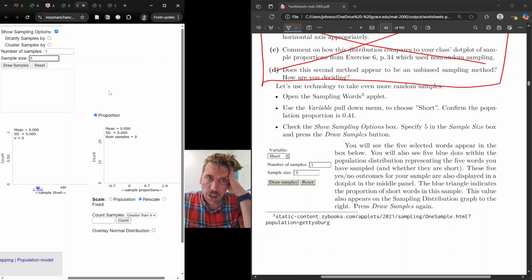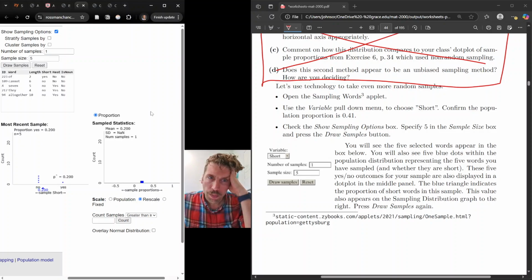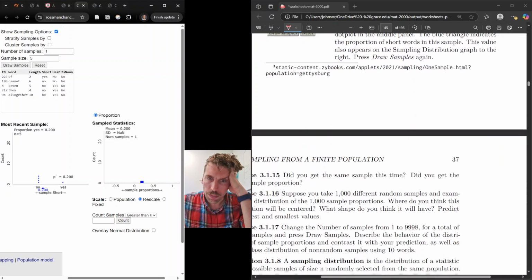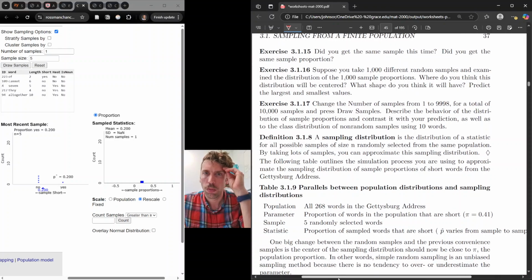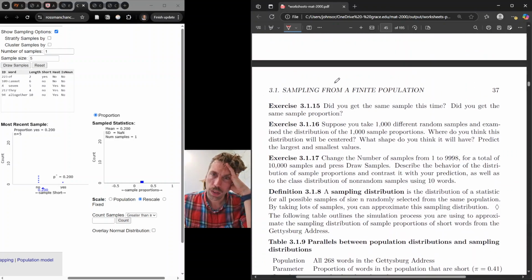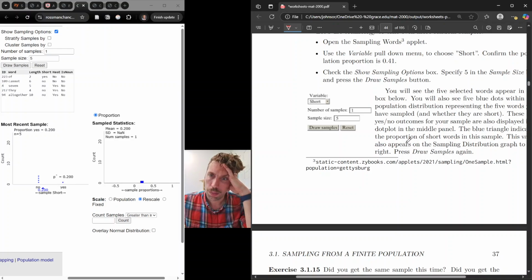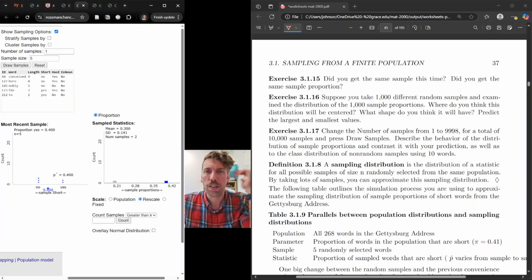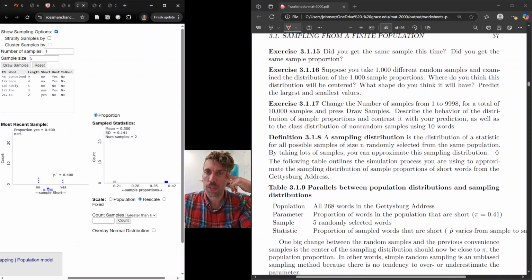Words appear in the box below. And then my p hat there would have been 0.2. So press it again, draw samples again. Did you get the same sample this time? Did you get the same sample proportion? You probably didn't get the same sample. You maybe got the same proportion, maybe not. I did not.